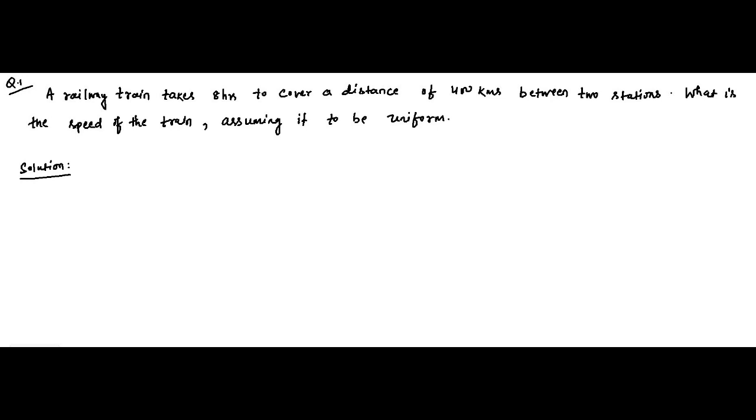So this is the first question, and it has been given that a railway train takes 8 hours to cover a distance of 400 kilometers between two stations. What is the speed of the train, assuming it to be uniform? So here we have two stations. Let's say this is station 1 and there is a railway track. Because it has been given, it is distance, not displacement. That's why this is station 2.